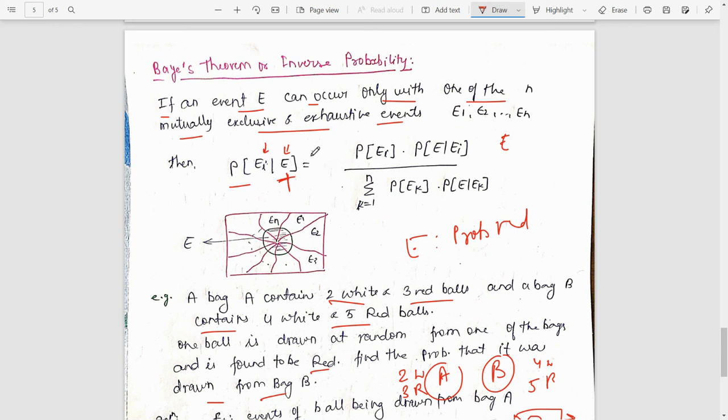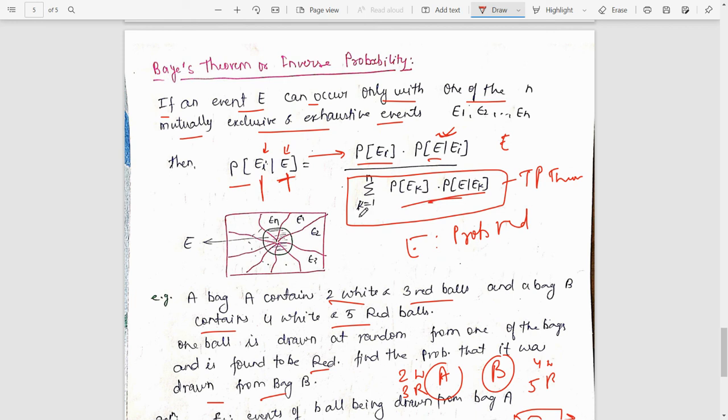This particular thing is translated this way because you just reverse the conditional, and you already know this term. It means the probability of Ei times the probability of E given Ei, divided by the total probability of E. This is the total probability theorem. So you need to find the total probability and the probability of occurrence of Ei, multiply by the probability of E given Ei, and divide by the total probability law.